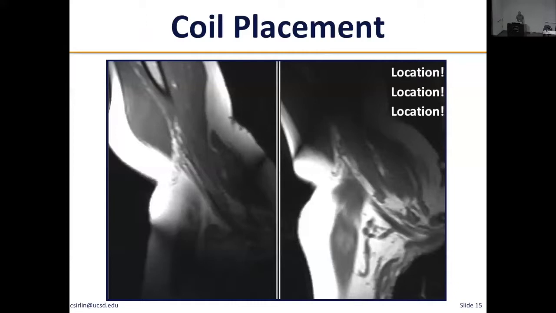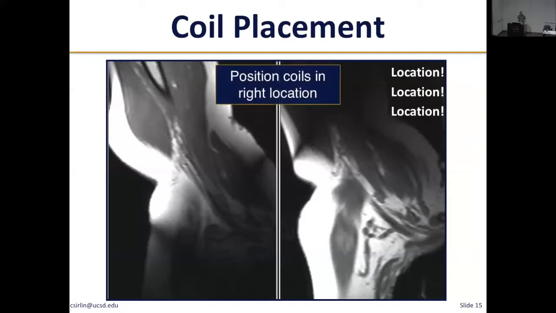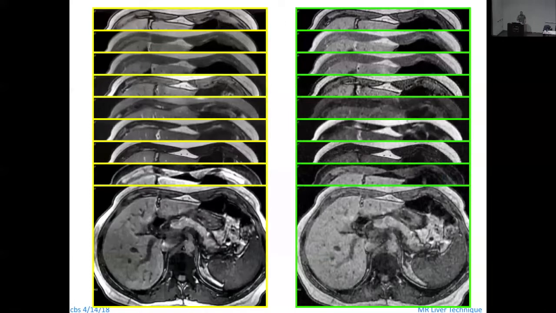Put the coil in the right place. So this was a case from many years ago where we wanted to image the axilla, and the coil was placed over the arm. And notice when that happens, we don't see the axilla very well. So what do you do? Well, you put the coil in the right place, and suddenly you can see the area of interest. So place the coils in the right place. If you're doing abdominal imaging, use a torso phased array coil. If you're doing head imaging, use a head coil.